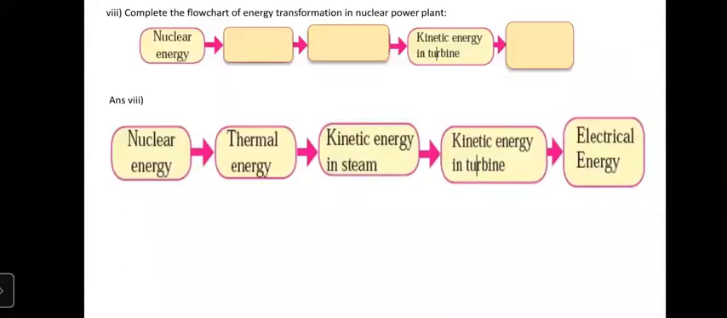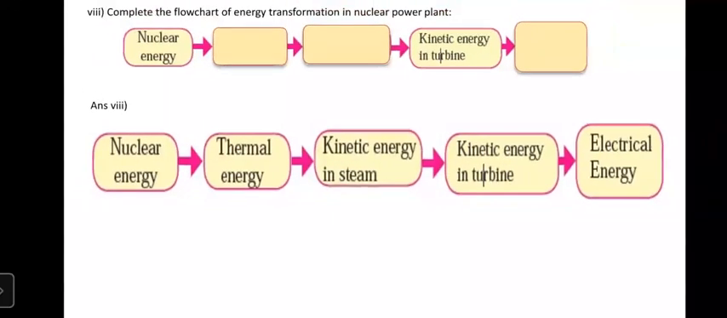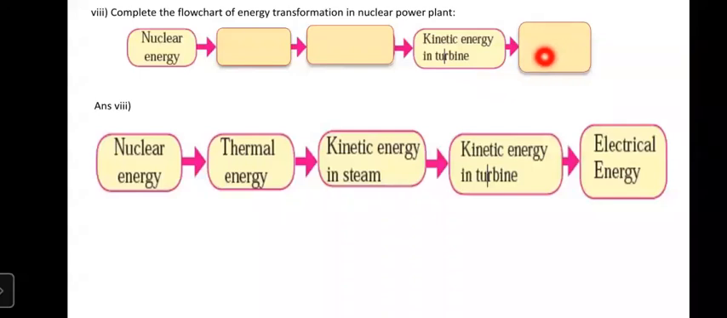The last question of question number 3 is what? A flowchart is given. Complete the flowchart of energy transformation in a nuclear power plant. Again, for 3 marks, a very easy question. You just have to write the answers in the blank boxes. So what happens in nuclear energy? In the second box, you have to write how thermal energy is generated, which is then used for the kinetic. It is used to generate kinetic energy in steam, which is used to rotate the turbine. So the next box is kinetic energy in turbine, which is used to produce electrical energy. If you write the answers in these blank boxes, very easily you will get 3 marks. And then question number 3 gets completed.